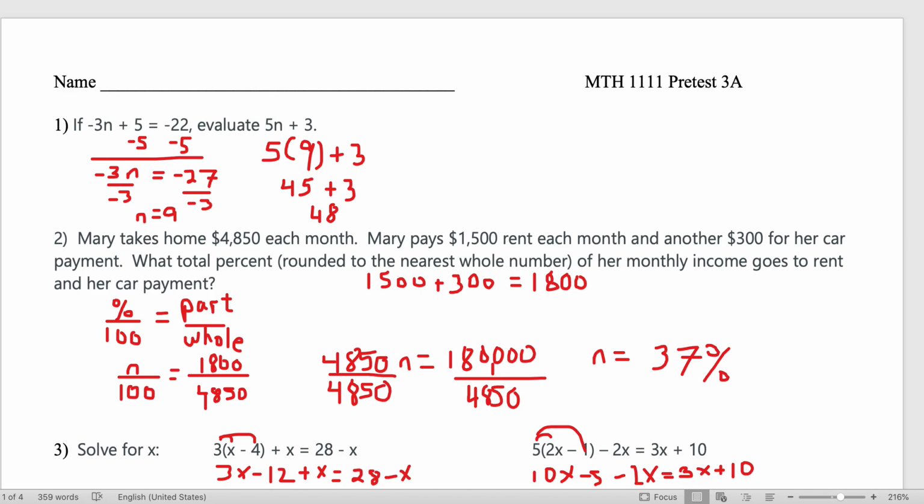Doing pretest 3B, which this is. I know it says 3A in the upper right-hand corner, but it's 3B. I just forgot to change that particular mark. Let's go through the same exact thing we did on pretest 3A.